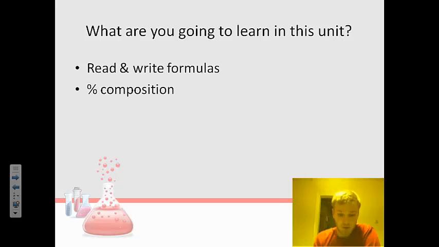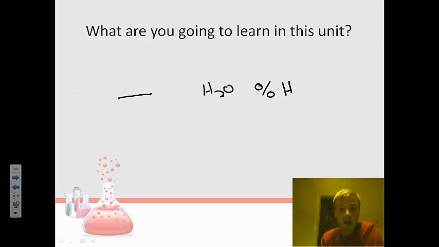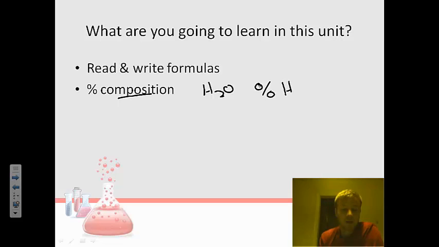Percent composition. Well, what the heck does composition mean? I'm going to try and write on this. So let me, there we go. Composition is basically what is something made of. So let's say I've got water, H2O. We are actually going to be able to calculate what is percent hydrogen in water. And that's important for a number of reasons. Basically, if you're starting with water and you're reacting to form oxygen gas and hydrogen gas, you want to know how much hydrogen you are going to get out of it.